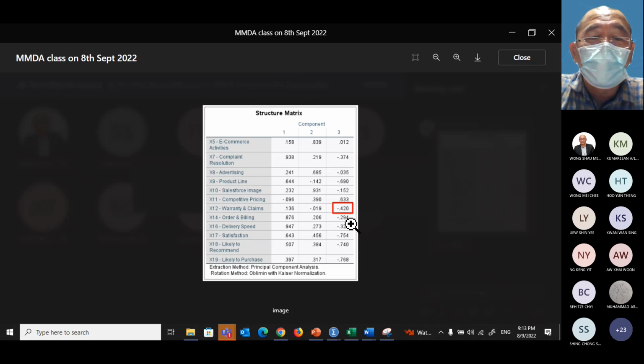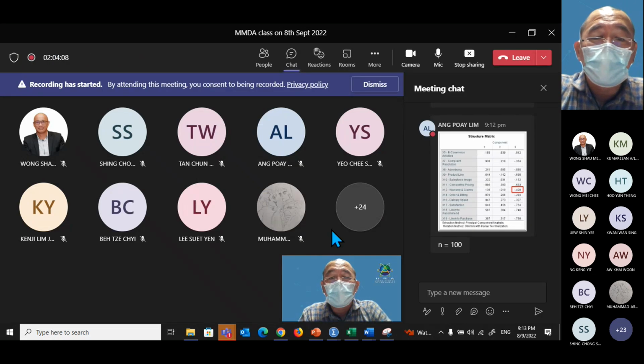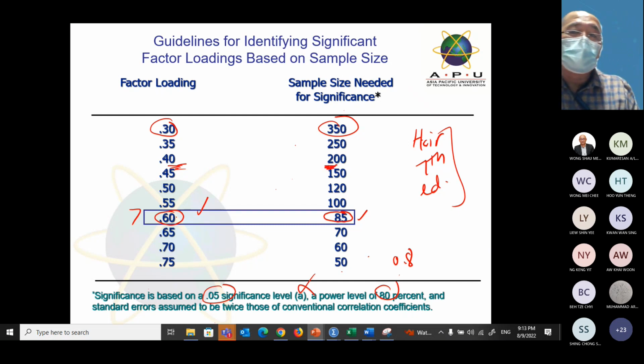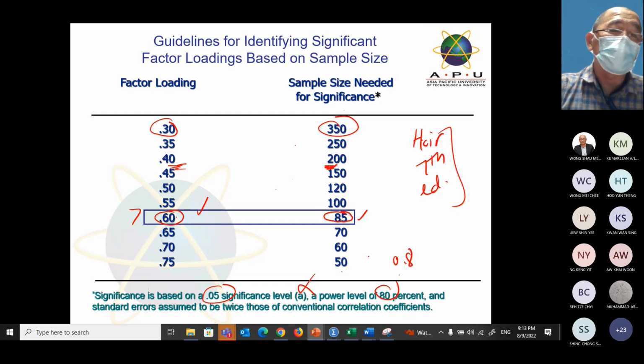Okay, good question. So the sample size is 100, and the loading is 0.42. 0.42 is in between here. Therefore, the sample size should be about 770 or so. But 100 is not enough. It's not enough information for the software.